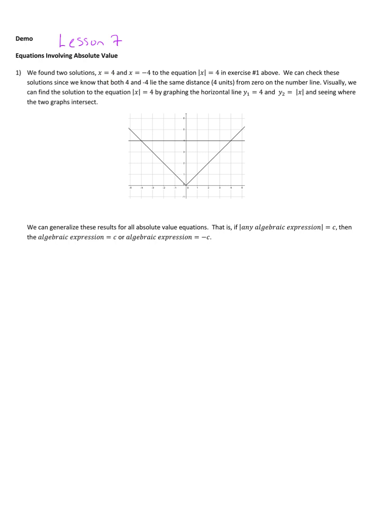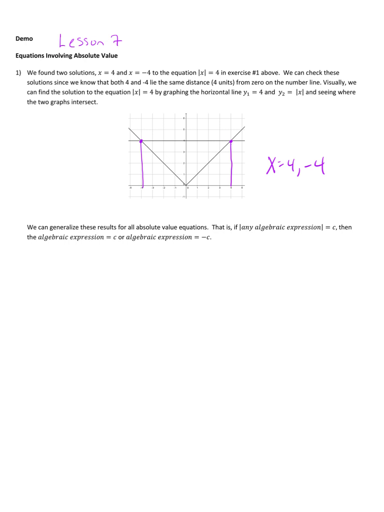We can check these solutions. We know both 4 and negative 4 lie the same distance from 0 on the number line. Visually, we could find the solution by graphing. So I could graph the horizontal line y equals 4, that's this line right here. And then I could graph y equals the absolute value of x, which looks like this, and see where the two graphs intersect. So it looks like here and here. That happens at 4 and negative 4.